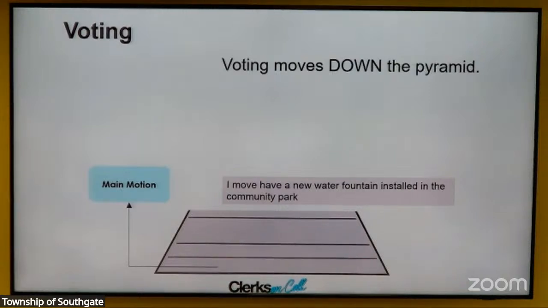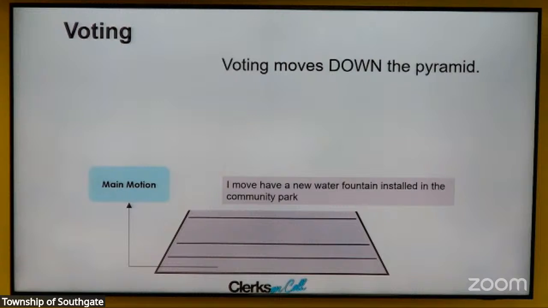And if both of those amendments had been approved, your final motion that council would be voting on would be to add a new water fountain in the community park that would include a touchless bottle filling station. Okay, is that a little bit clearer now when you kind of see it in that order?